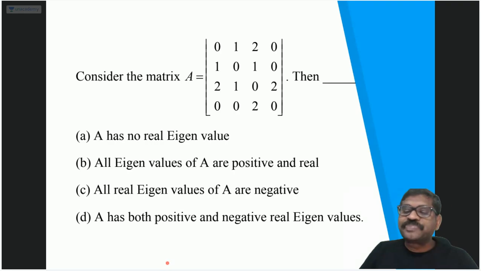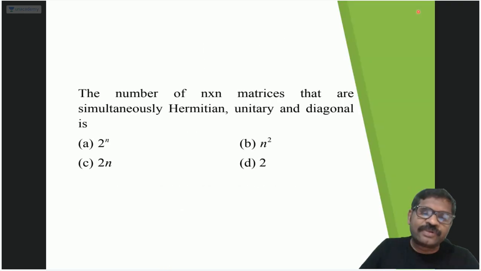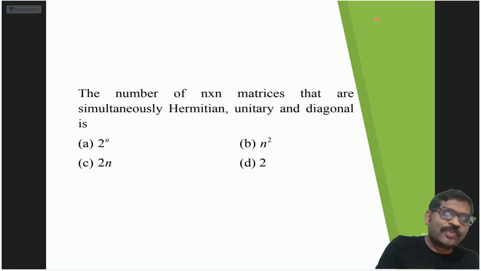Now, in the previous class, we discussed this problem. The number of n cross n matrices that are simultaneously Hermitian, unitary, and diagonal is 2 power n.